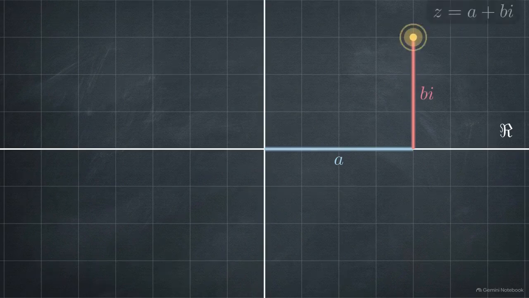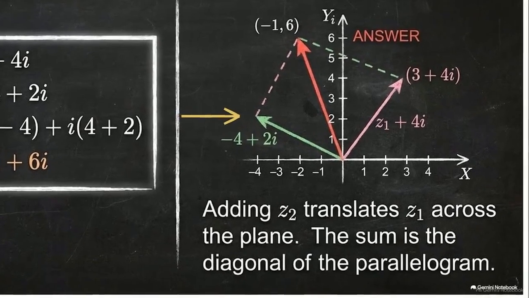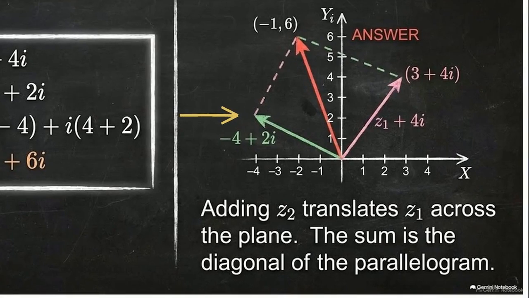It treats the math like navigating city blocks. You travel a specific distance east or west, then a specific distance north or south to reach a destination. Adding two complex numbers is an active geometric translation. As shown here, the green vector, z2, slides the pink vector, z1, across the plane. The sum is the resulting diagonal of that movement.